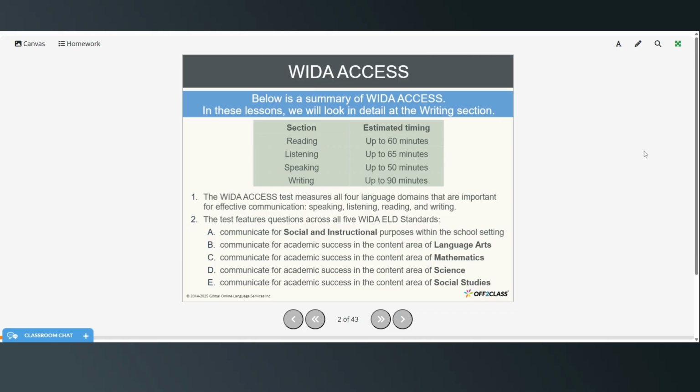So again, you can pause the video and just read this basic information about the WIDA ACCESS test, and then restart the video when you're ready to continue.